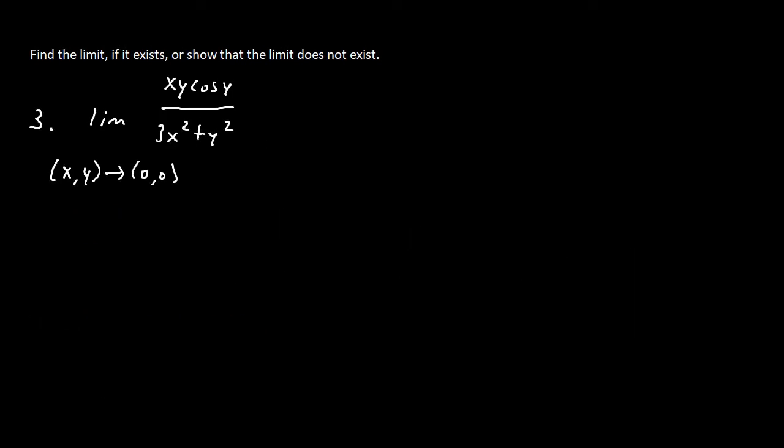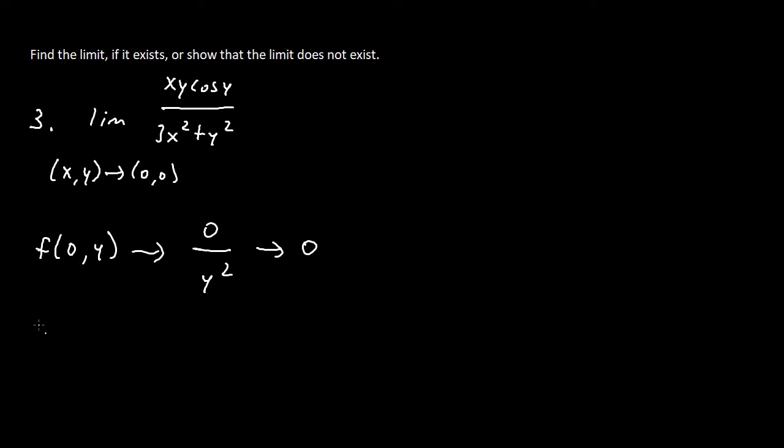So for number 3, we have the limit of xy cosine y over 3x squared plus y squared as x and y approach 0 and 0. So if we do direct substitution, substituting 0 for both x and y, obviously we'll get 0 over 0. And we cannot divide by 0, so we know direct substitution doesn't work. So now let's go ahead and try making the x value 0. So f of 0 comma y, where we make the x value 0, is going to be 0 on the numerator over y squared. So obviously that gives us 0.